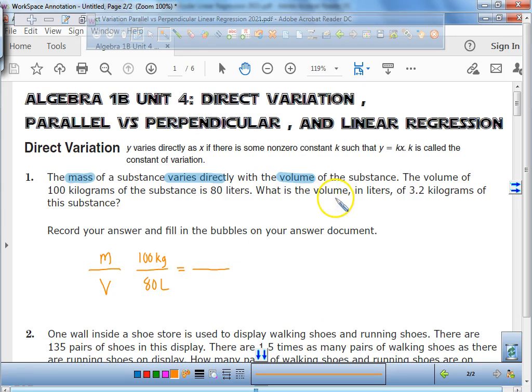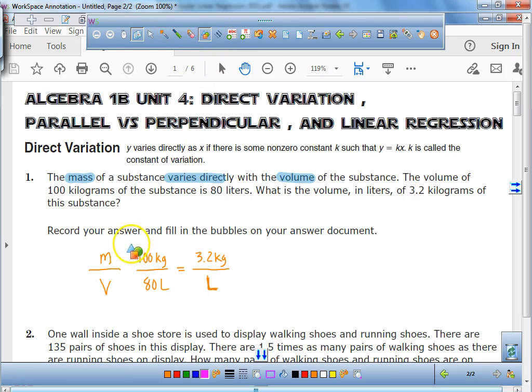What is the volume in liters of 3.2 kilograms? So where am I going to put the 3.2 kilograms? Right up here, up top. And what am I going to put down here? I'm going to put a capital L, because what am I going to be solving for? I'm going to be solving for L. So this is the proportion. This is called a proportion.